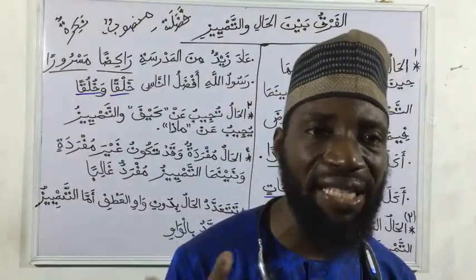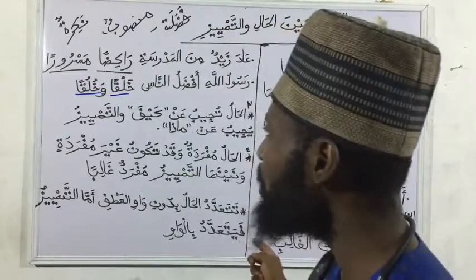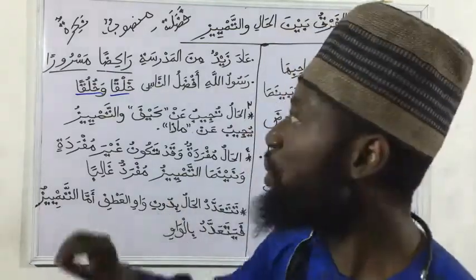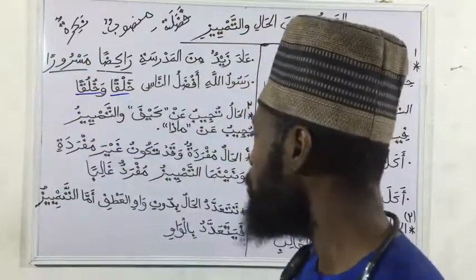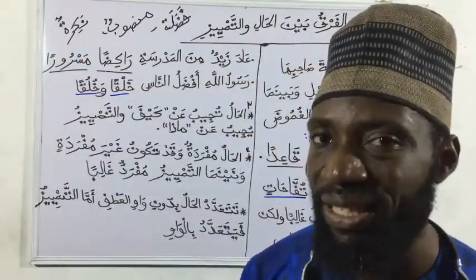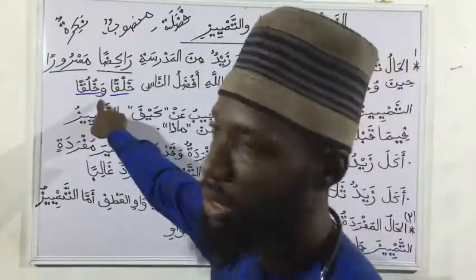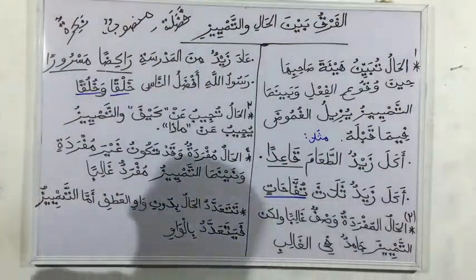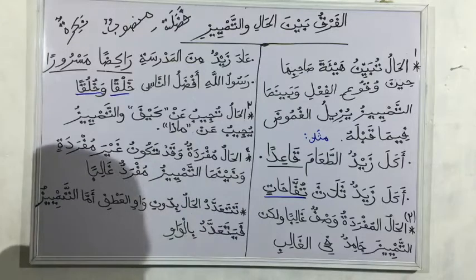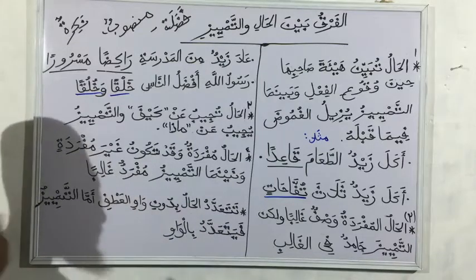When we want to mention more than one hal in a sentence, we will not use what? Waw al-atf. You can see this example now. But when you want to mention more than one tamyiz, you add a what? A waw to it. So if perhaps you see two hal coming in your sentence, do you get now? And waw is being added.